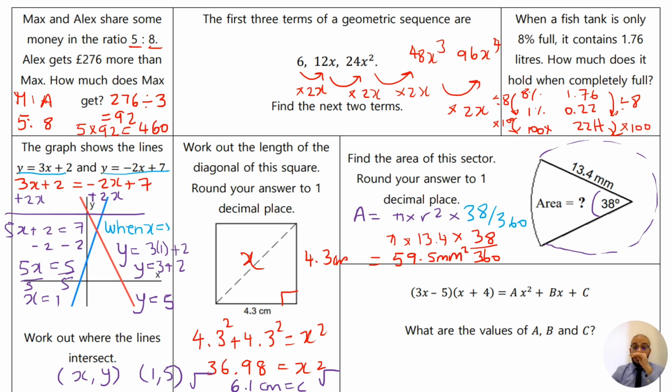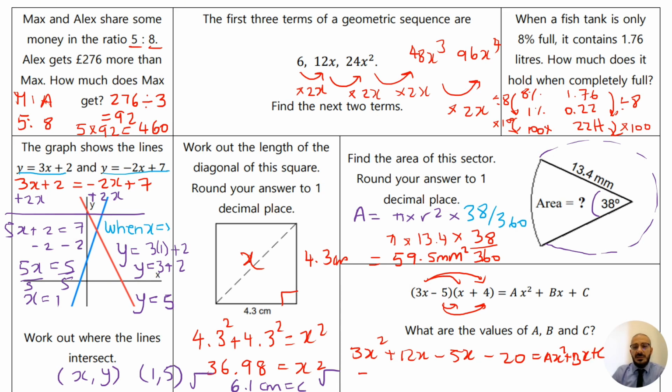Right, next one. So we need to expand this bracket to just compare it with the other side to see what A, B, and C would be. 3x times x, 3x times 4, negative 5 times x, negative 5 times 4. So 3x times x is going to give me 3x squared, plus 3x times 4 is 12x. Negative 5 times x is negative 5x. Negative 5 times 4 is negative 20. And that is the same thing as ax squared plus bx plus c.